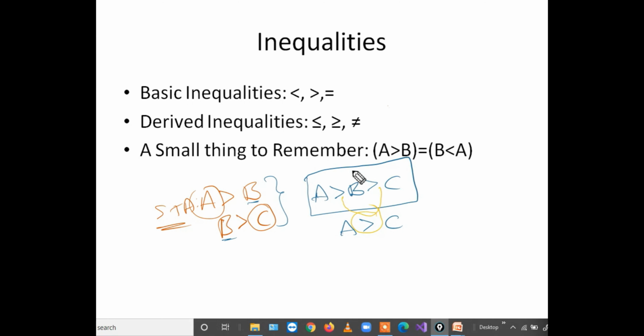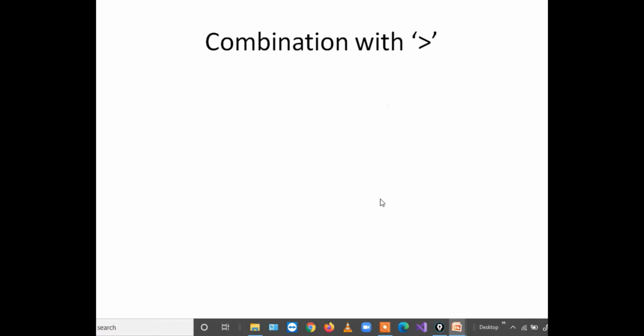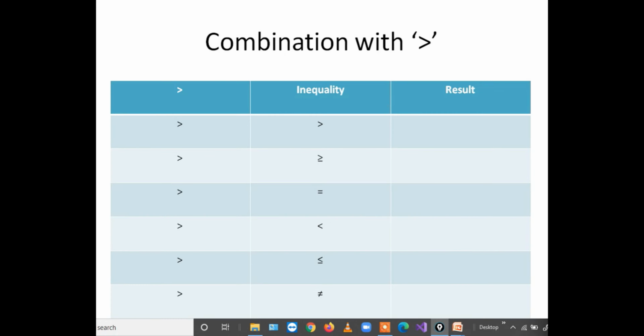In the same way, we should know every combination, every operator, when it is combined with another operator, what is the result? So let's see all the combinations first. First we'll see combination with greater than.